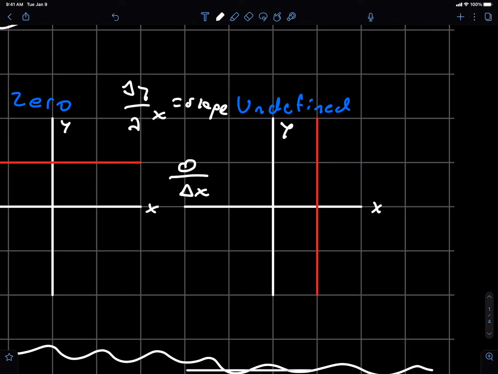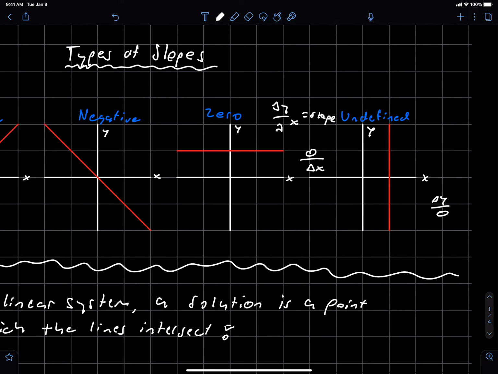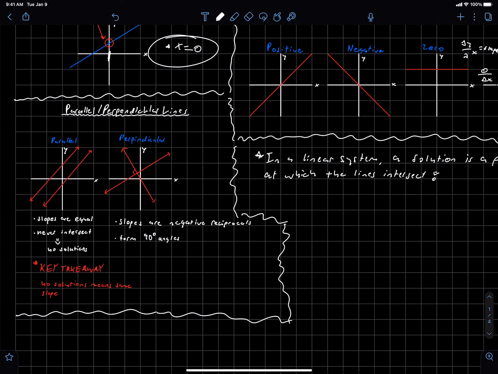Similarly, for this undefined line, instead of having no change in y, here we have no change in x. And if we have no change in x, that means we're dividing by 0, which can't happen, which is why that slope is undefined. All right, let's move on.